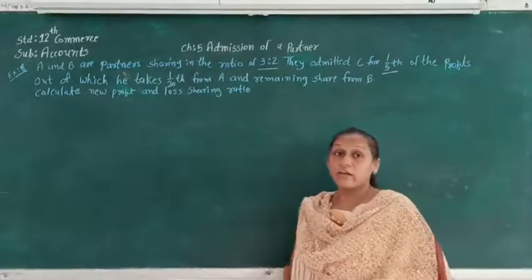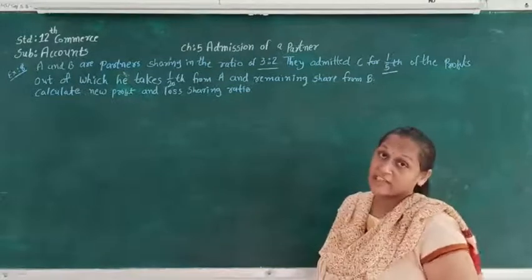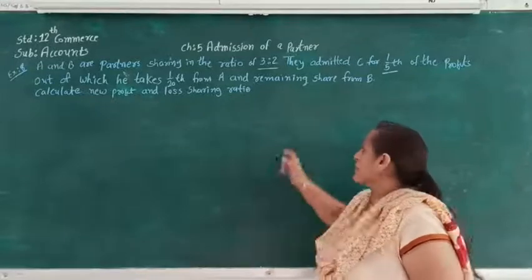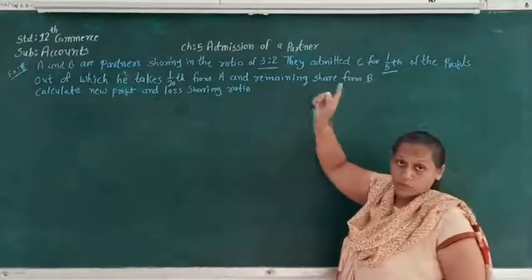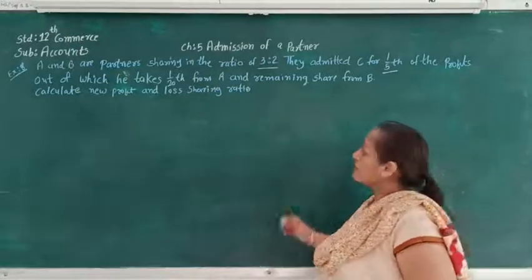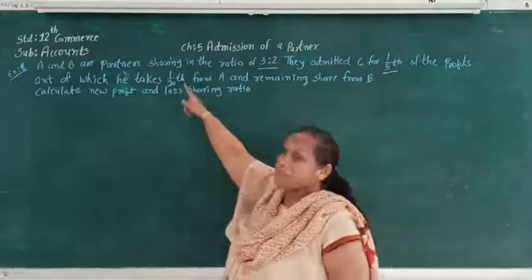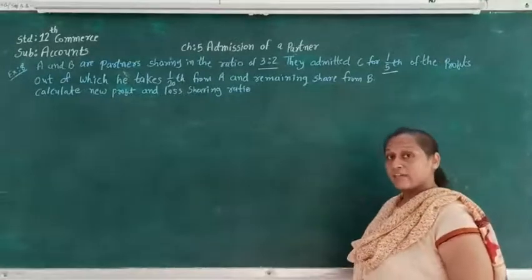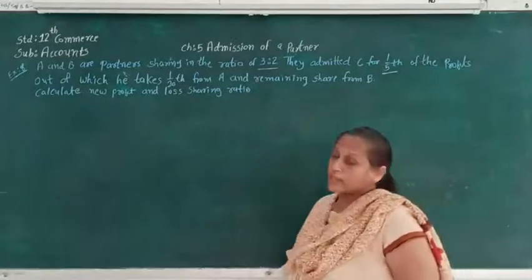So here we have to find out B's sacrifice, because if we want to find out the new profit sharing ratio, the formula of new share is equal to old share minus sacrifice. So A's sacrifice we got, but to find out B's new profit sharing ratio, first we need to find out B's sacrifice, and B's sacrifice is equal to C's share minus A's sacrifice. So this is how we are going to find out B's sacrifice, and after that we are going to find out A and B's new profit sharing ratio. Okay, so let's start here.